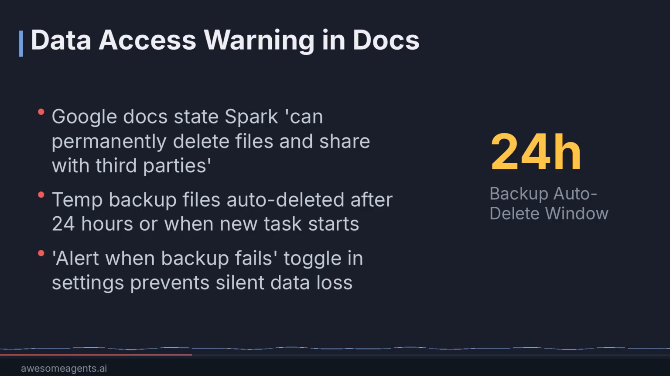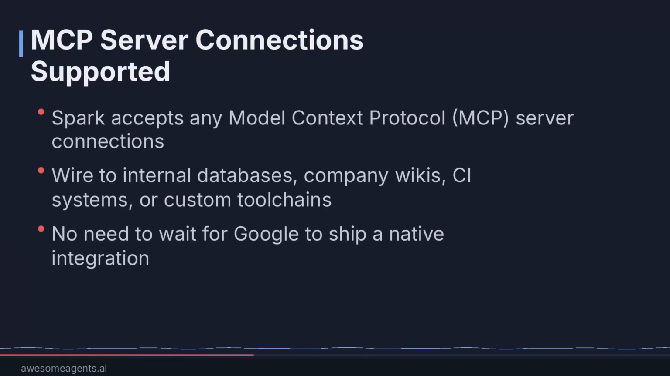That sounds genuinely useful. But there was a line in Google's own docs that made me do a double take. The part about permanently deleting files and sharing them with third parties? Exactly that. It's expected for a file agent, but it's a strong thing to have written out in the documentation. I actually appreciate the explicitness. There's also an alert toggle for when backups fail, specifically to prevent silent data loss. They're not hiding what the agent is capable of. Okay, so they're being upfront about the risks.